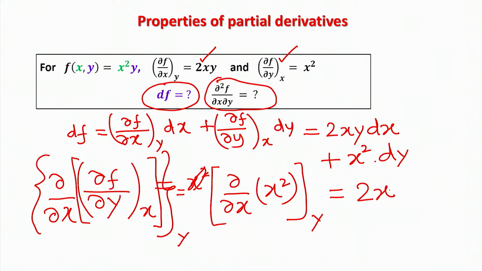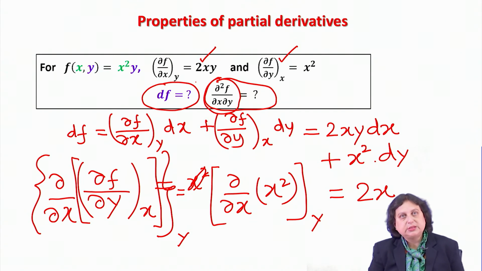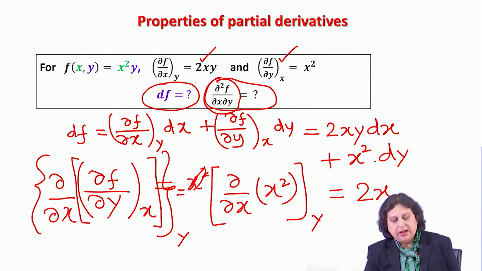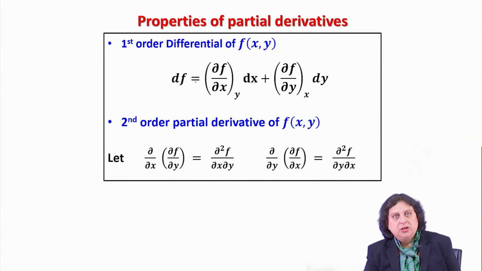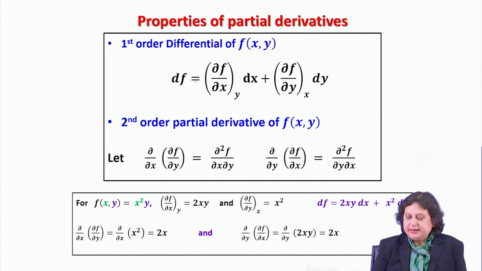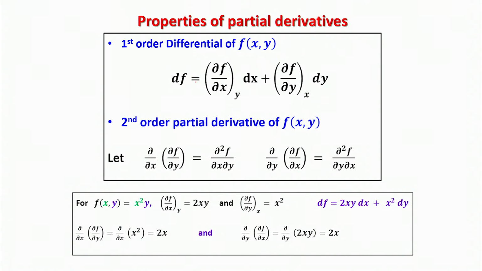Right? Similarly, you can do the other second order partial derivative as well and see that the results are the same independent of whether you are writing del square f del x del y or del square f del y del x. If I move forward, then as you see that the results have been summarized over here, you can check these results yourselves.